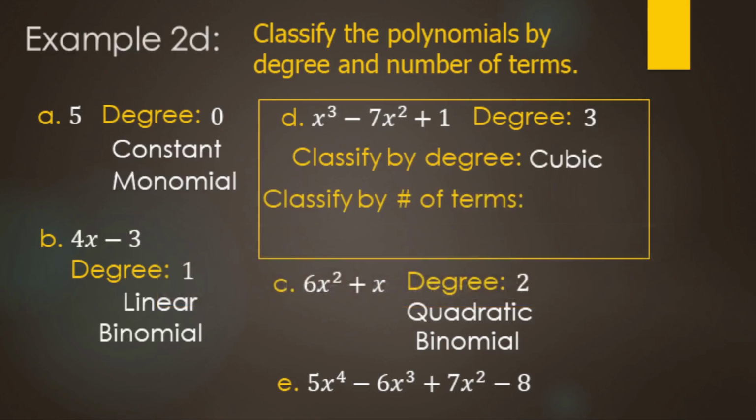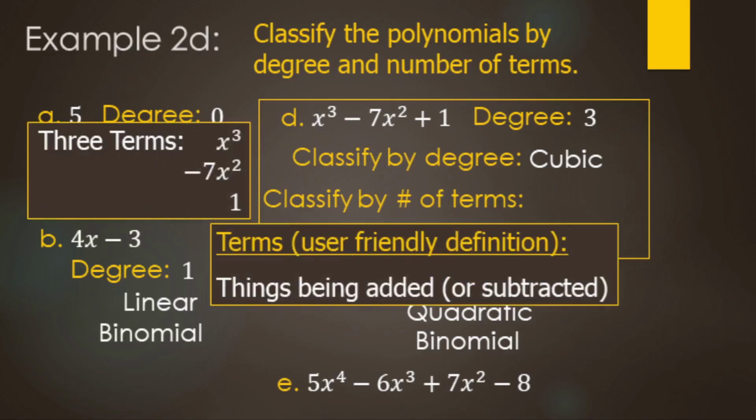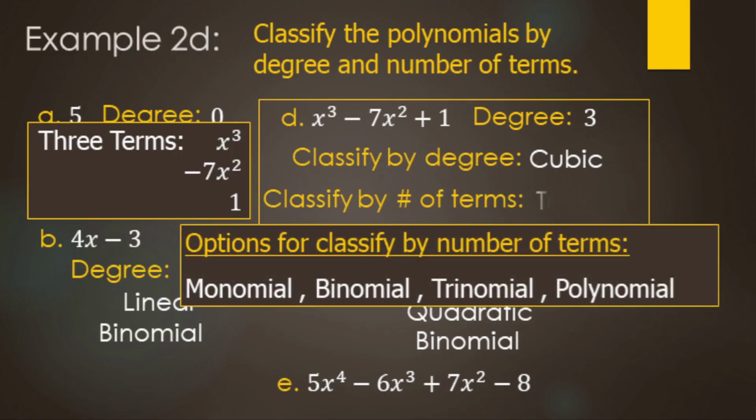Next up, classify by number of terms. Terms, those are the things being added or subtracted. In this case, we have three of them. We have an x cubed, a negative 7x squared, and a 1. So there's the three terms there. Anytime we have three terms, that is considered a trinomial. Tri meaning three. Think tricycle, right?